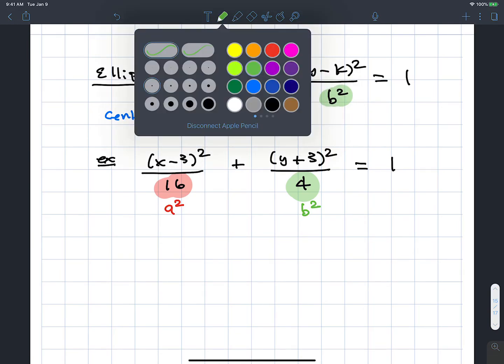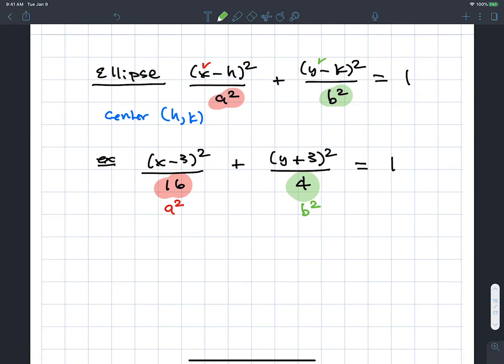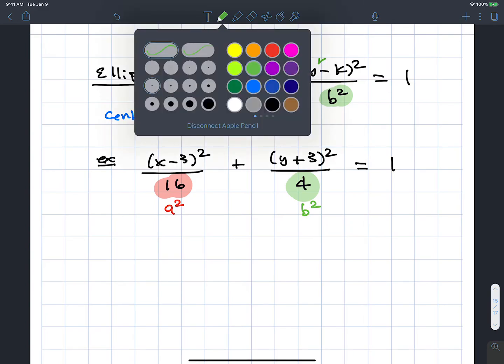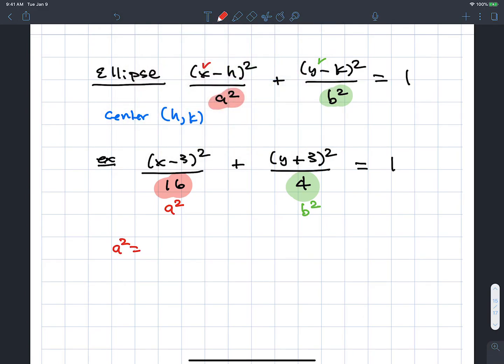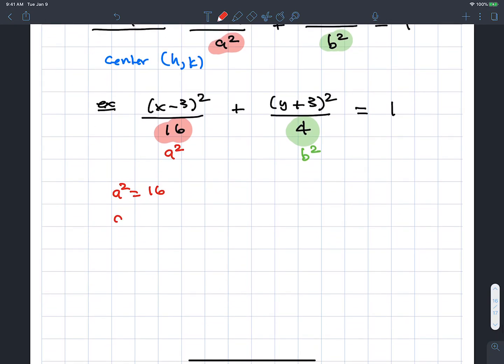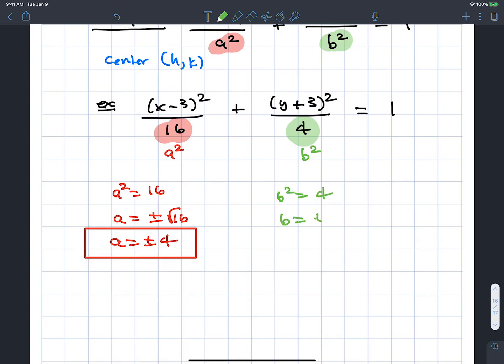So we find the a squared and b squared values. Let's just find those numbers here. Let's show you how we do this. a squared is 16. They're not going to be intercepts anymore, though. I'm going to show you what I mean by that. And a is plus or minus 4 here. Similarly, we have the b squared. So b squared is 4, and b is plus or minus the square root of 4, or plus or minus 2.